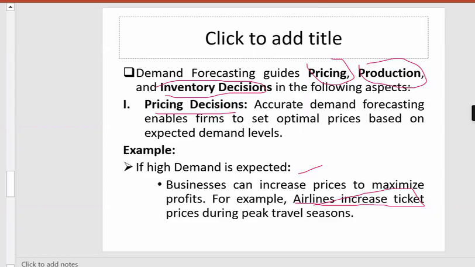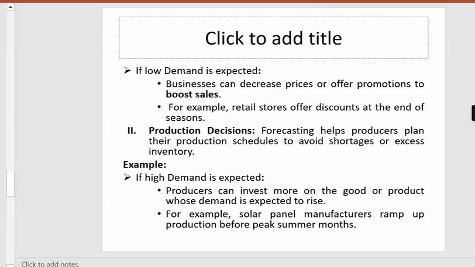In the aspect of pricing decision, we can decide the price depending on the demand rate. So, if we expect the demand to increase, it's obvious the price can what? Can increase. Kwa maana hiyo forecasting imekusaidia kufanya price decision. Are we together? If low demand is expected, it's obvious there is a decrease in what?